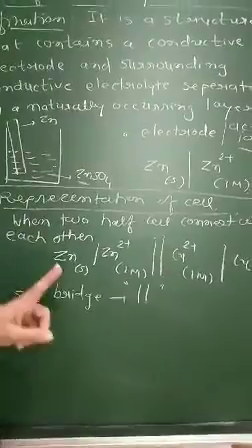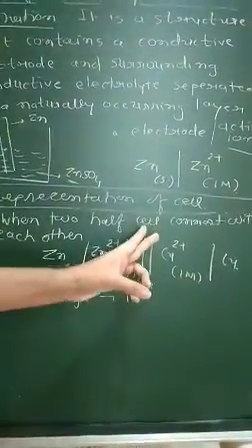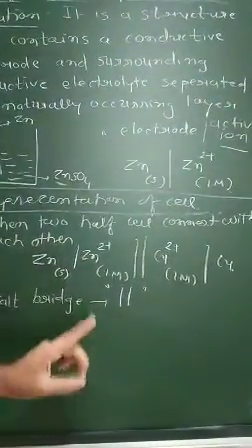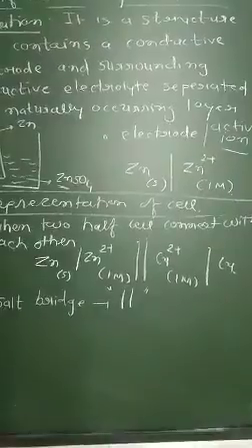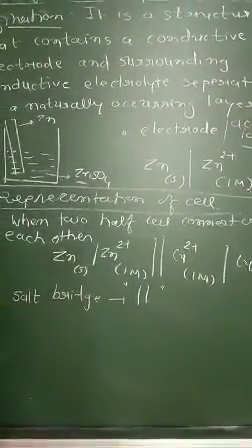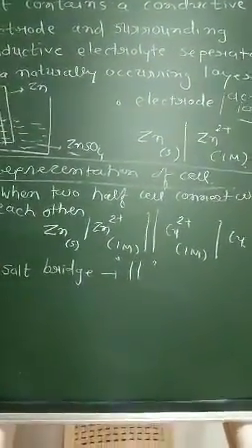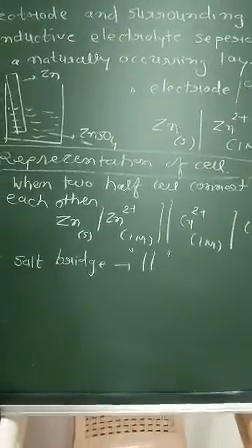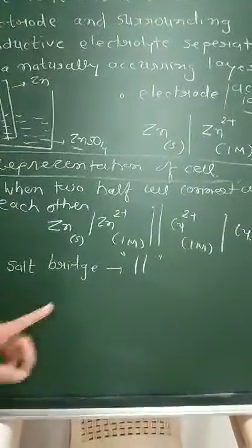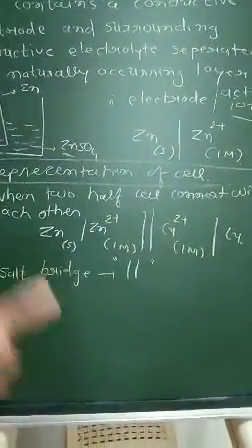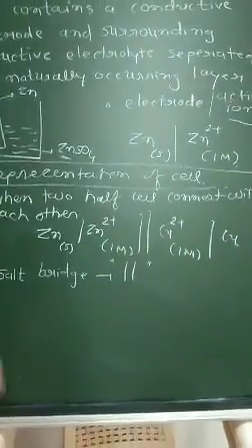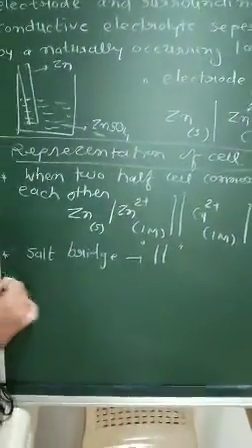If we are using a salt bridge, then we will take two vertical lines. This is the proper symbol of a salt bridge. So if we are using a salt bridge, we will put two vertical lines, but if we are not using a salt bridge, then we will put only one vertical line. So with a salt bridge, two lines, and without a salt bridge, one line. Okay, this is the first important point.